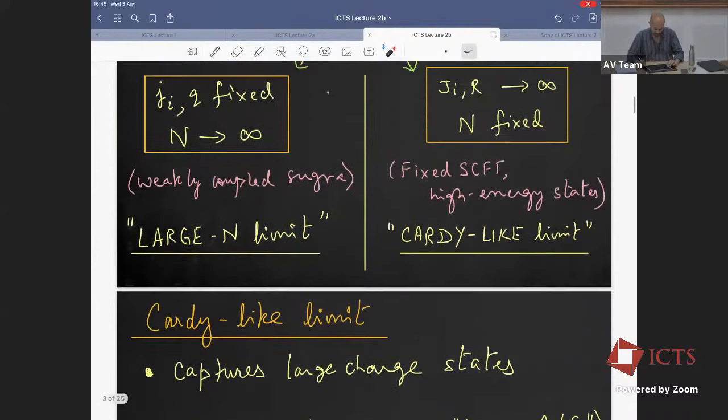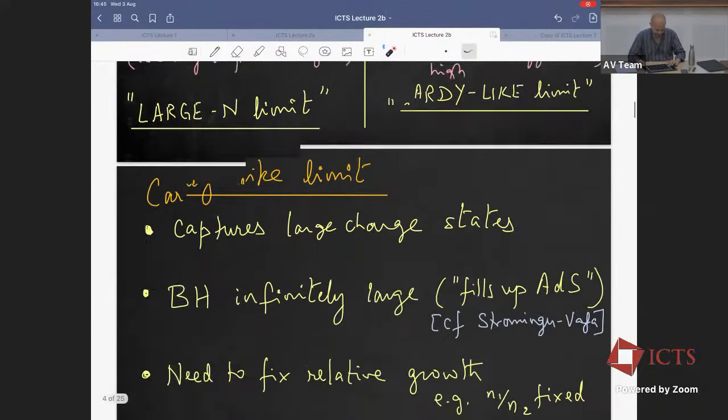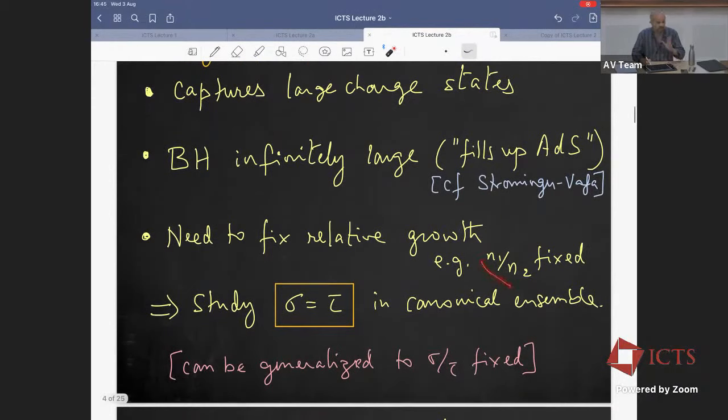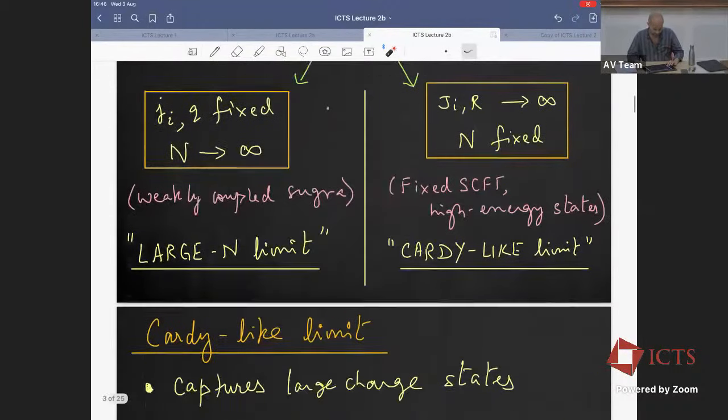Now, one technical point is that because you have two charges, I call them N1, N2 somewhere, you need to say how exactly they scale. Again, if you want to put it in a computer, you have to say which direction you are going. Therefore the ratio has to be fixed. One way to do it is to say that N1 equals N2. In the canonical ensemble, you do a similar thing, sigma equal to tau. You can generalize this to sigma over tau fixed. So that's the Cardy limit.